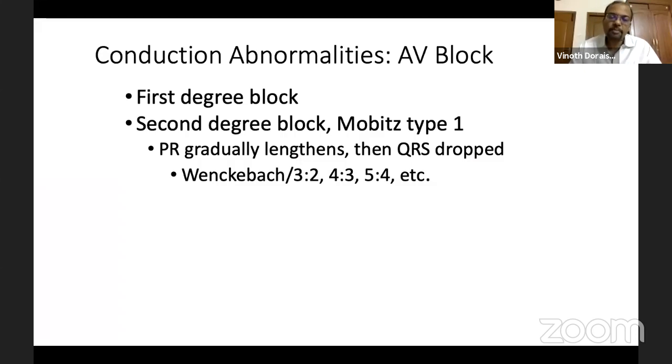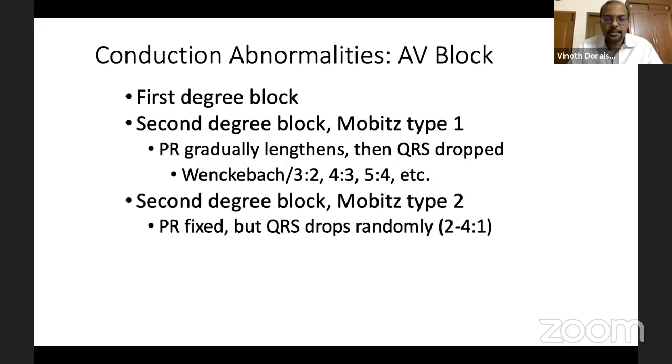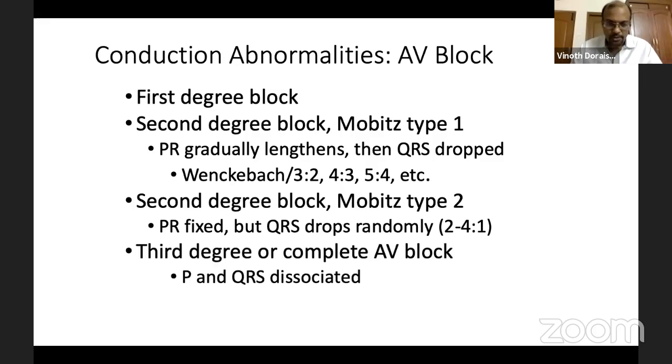Mobitz type 1 is where the PR gradually lengthens and then the QRS is dropped. Mobitz type 2 is where you have a fixed PR interval, but every alternate QRS or maybe every third QRS is dropped. I can have a 2:1 or a 3:1 block. Then a third degree block or a complete AV block, where there is absolutely no relationship between the P wave and the QRS. So the AV node is completely destroyed, and the P wave is beating separately, and the QRS is beating separately. So this is a third degree block.